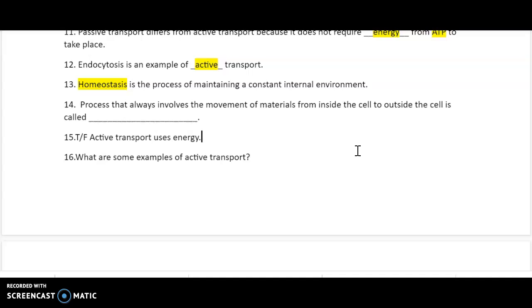The process that always involves the movement of materials from inside the cell to the outside of the cell is called, well, we're going outside. So we're moving to the outside. We are exiting the cell. That's our key word right there. To the outside. We're exiting. So that is exocytosis. Exocytosis. Exiting. Going out of the cell.